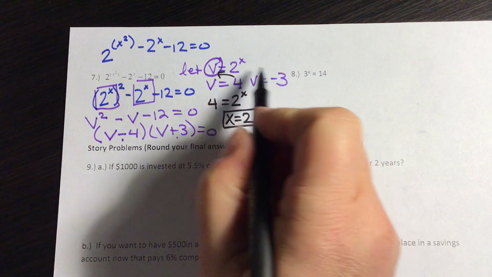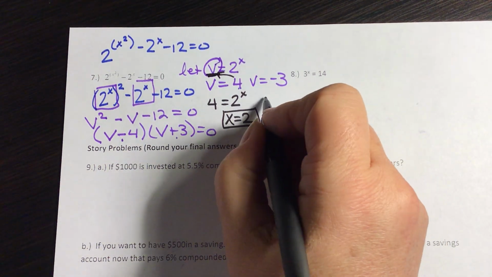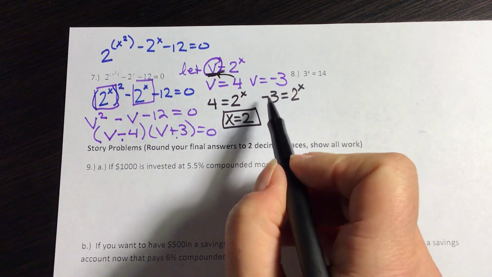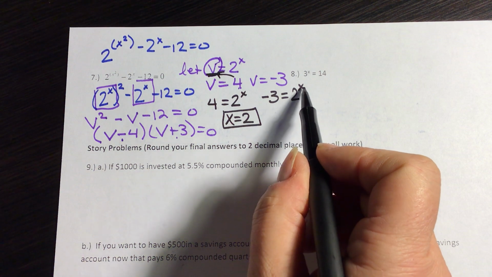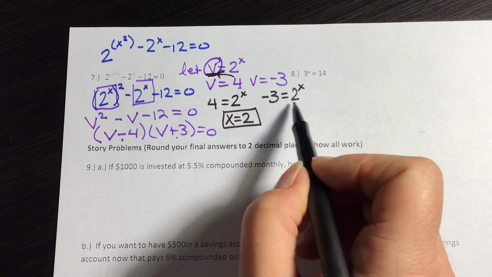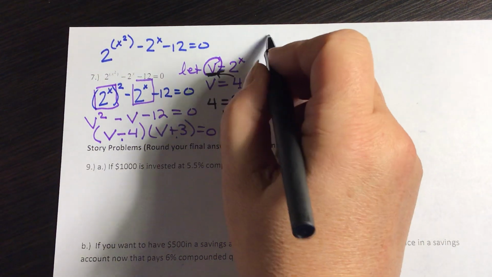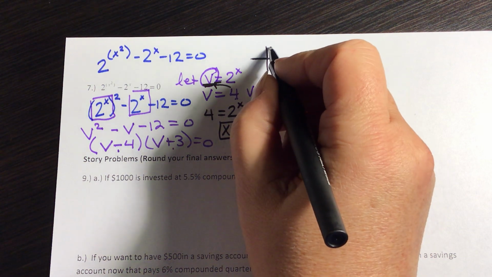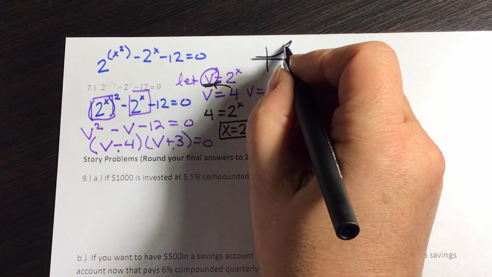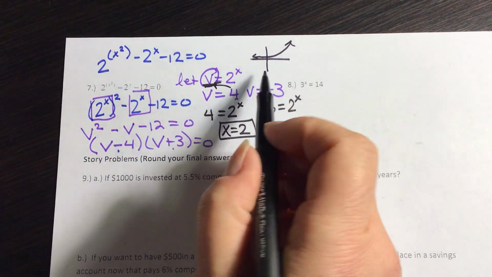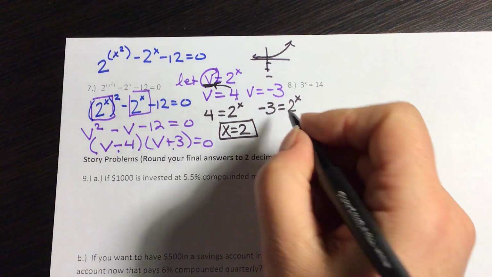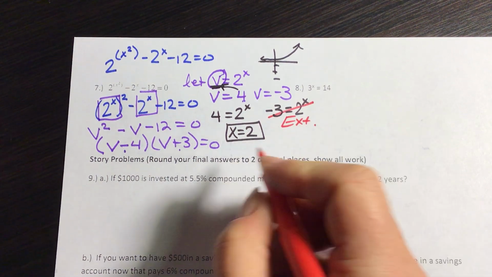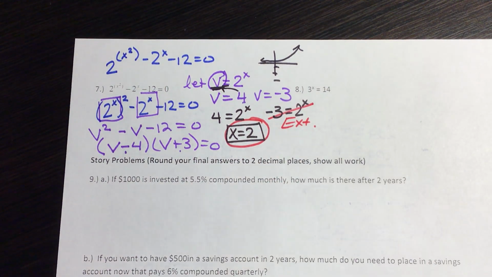Now I'm going to take negative 3 and substitute that back in for v. Negative 3 equals 2 to the x power. And this is one of those where if I have 2 to the x power, I have to have a positive value. Okay, and if I think about the graph of 2 to the x, it's going to look something like this. Always positive. I'll never get a negative 3 down here. So this part is extraneous. So my only solution is x equals 2.